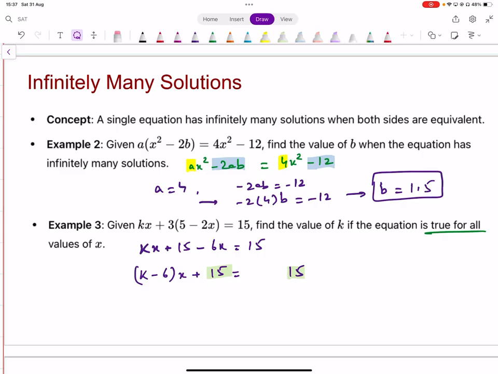If it was 1, we would have 1x plus 15. That means x plus 15. We don't have any x here. What's the coefficient of x on the right side? If there's no x, that means it has to be 0. So on the right side, you can think of it like this. It's 0x plus 15. And now you compare the two sides, and that gives you k minus 6 equal to 0 and k equals 6.